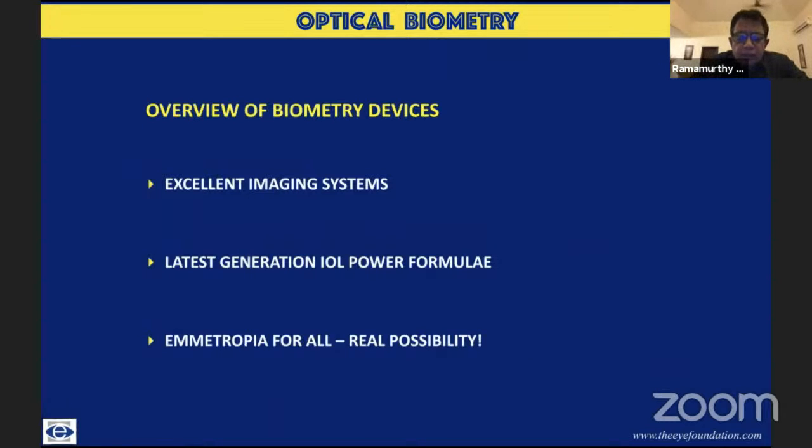So along with improvement in intraocular lens technology and the ability to extract cataracts using lasers as well as modern phacoemulsification systems, today we have excellent imaging systems incorporating the latest generation intraocular lens power calculations, so it's a possibility to achieve emmetropia in almost 90 to 92% of the cases, irrespective of the power that you are dealing with or whether it's a post-refractive surgery scenario.